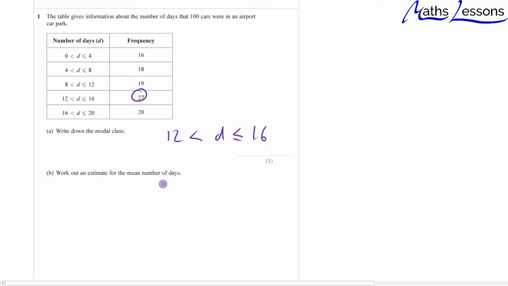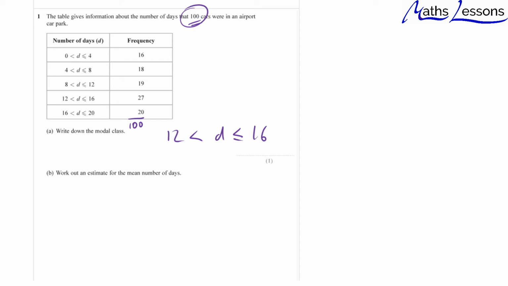Now, to work out the estimate for the mean number of days, common mistakes: add these numbers up and divide by 5 because there's 5 groups. Well, that's not how you do the mean. Remember, the mean is the total number of things divided by how many things there are. Now, there's 100 cars, not 5. That's the total of your frequency. Your frequency adds up to 100. Frequency gives you how many things there are. I'm just going to rub this out so it's working.